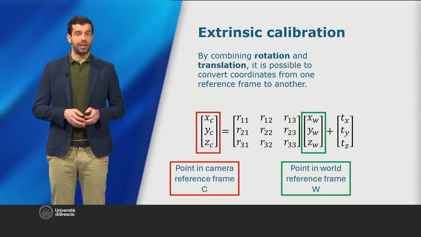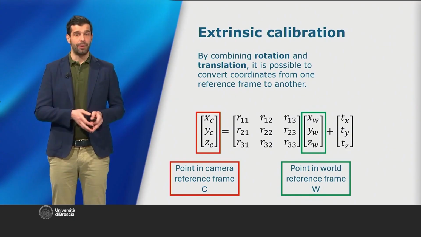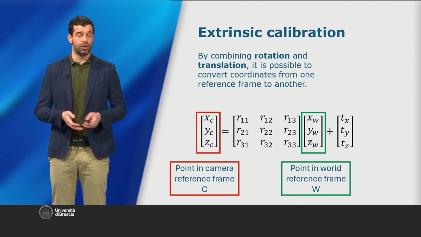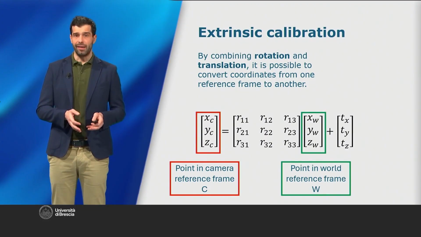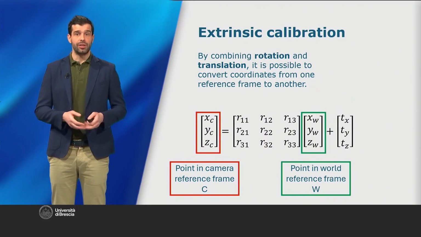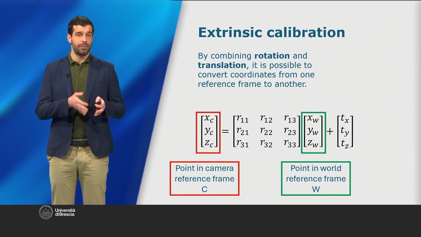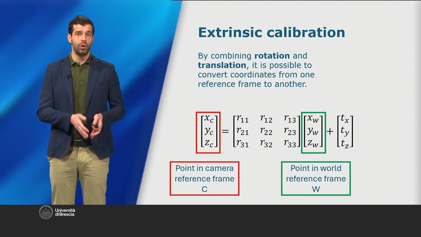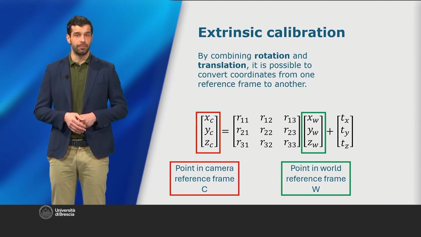By combining the rotation matrix and the translation vector, it is possible to determine the coordinates of point P in each of these two systems. This is the relation between them. The R parameters and the T parameters are obtained through the extrinsic calibration procedure. Again, to obtain these parameters, you need to know the coordinates of the point both in the camera reference system C and in the world reference system W.